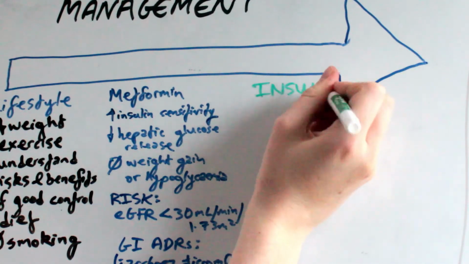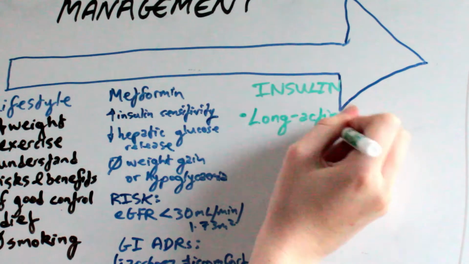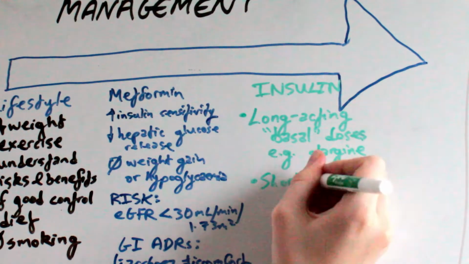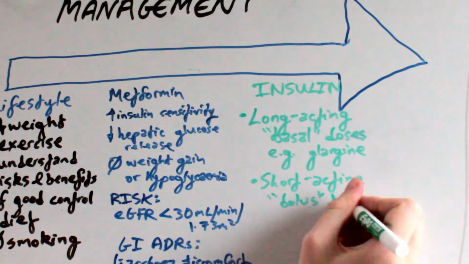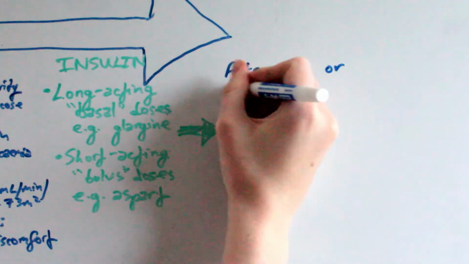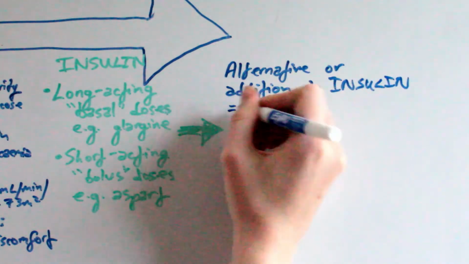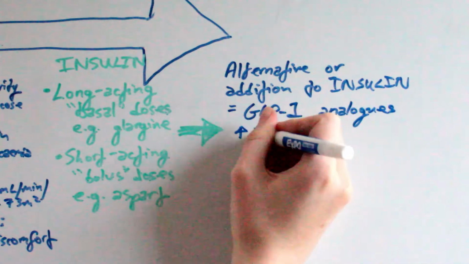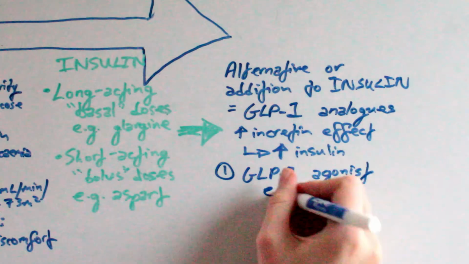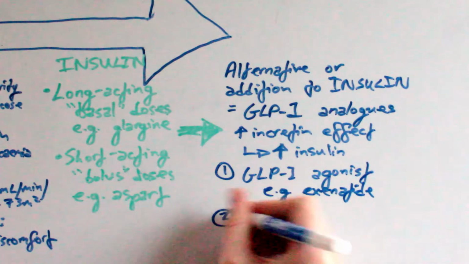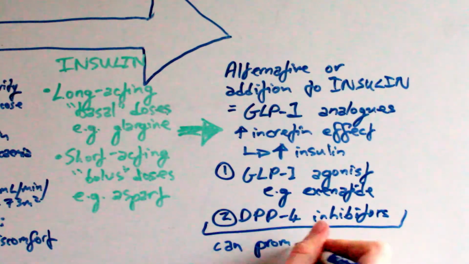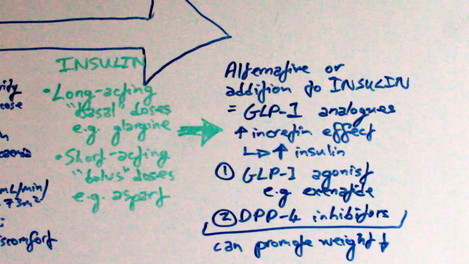So the next stage of treatment will be insulin. This can be given as long-acting basal doses such as glargine and short-acting bolus doses such as aspart. There are many types of insulin which we won't go into. As an alternative or addition to insulin, we can consider GLP-1 analogues, which enhance the incretin effect and thereby increase insulin secretion. The first type are GLP-1 agonists, such as exenatide. The second type are dipeptidyl peptidase 4 inhibitors, and both of these are good as they can promote weight loss.